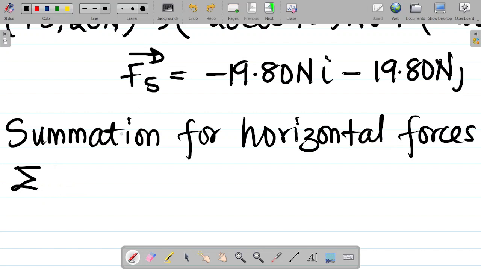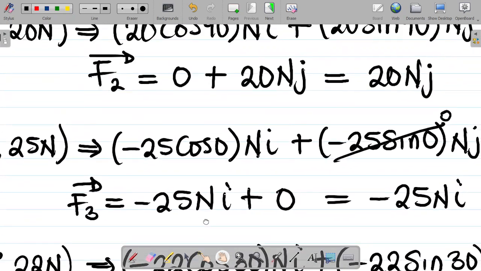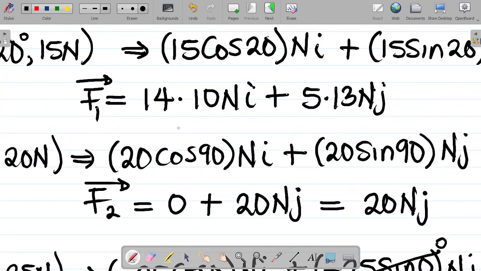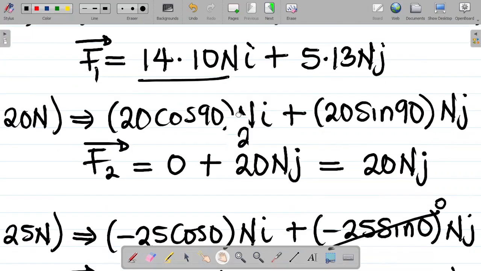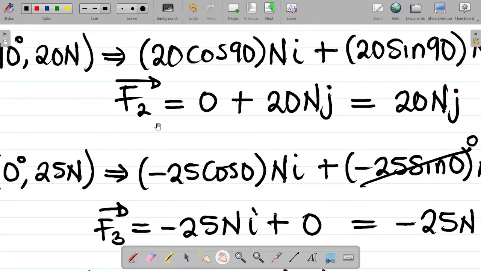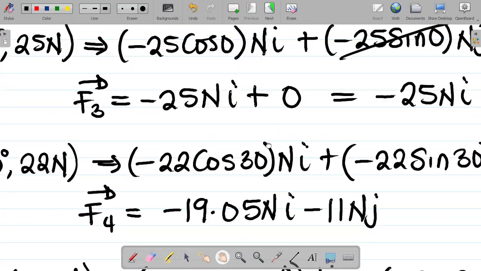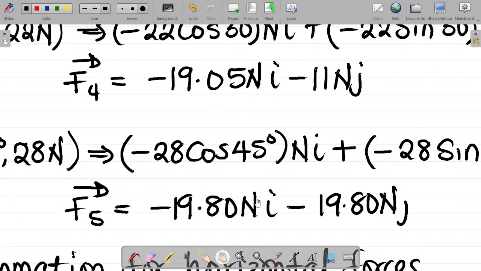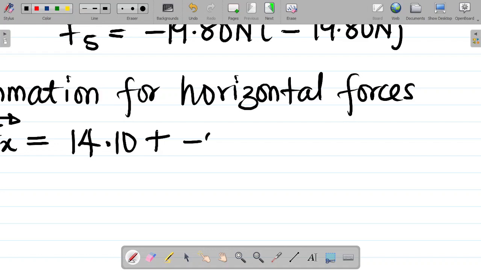Let me make a capital F, sigma Fx, summation of horizontal forces, and this is equal to, so to get this value, we'll simply look for all the values with I and we'll add them together. All right, so you have the first one there, 14.10 Newton I. So I have this as 14.10. We'll use the Newton I at the end. Plus, let's get the second one. For F2, there's no I value. I'll leave this. I'll come to F3. For F3, I have minus 25. So it becomes minus 25.